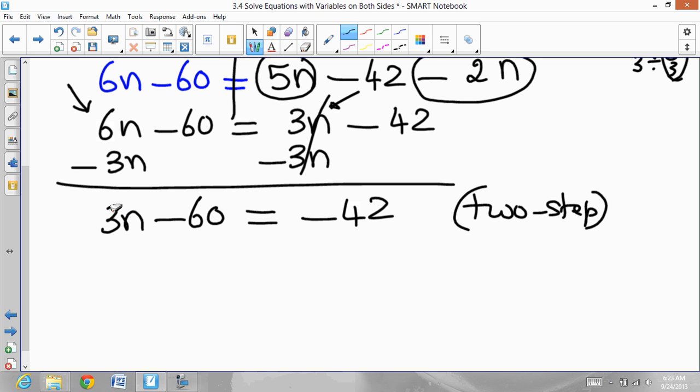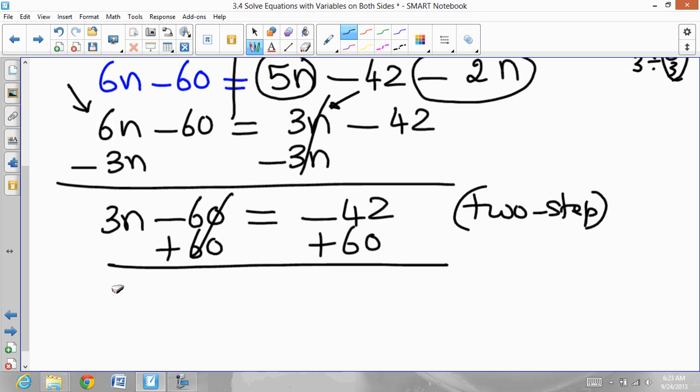which means n is being multiplied by 3. We'll come to this last. Let's get rid of the negative 60. So let's add a positive 60 on this side and a positive 60 on this side. Cancel these two, and you get 3n equals 18.